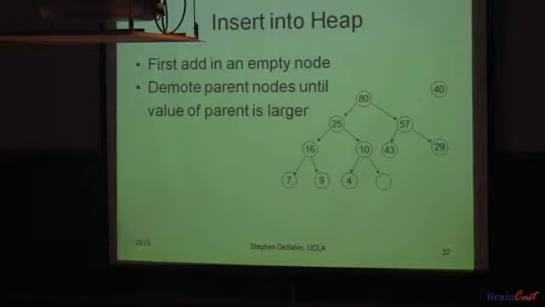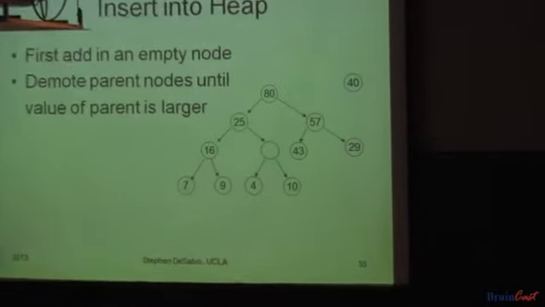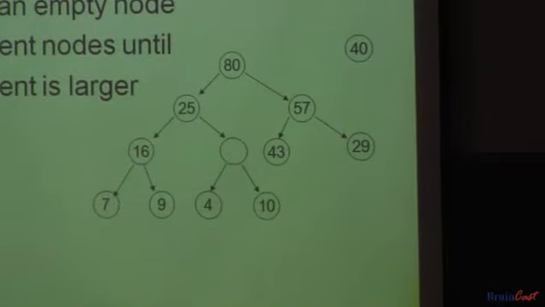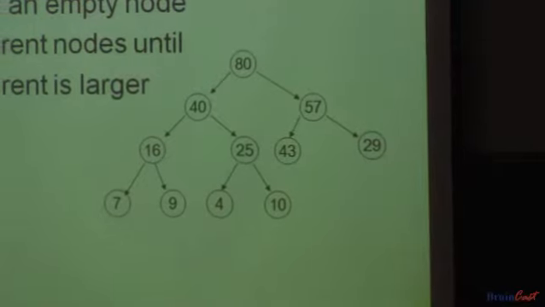Then we demote the parents of that node until the value of the parent is larger than the value we intend to put in there. So for example, between the 10 and the 40, which one would be the parent, which one would be the child? The 40 would have to be the parent. So we demote the 10 to the bottom row. Now we look at the 25 versus the 40. The 40 has to be the parent of the 25. So we demote the 25. And then finally, we look at the 40 versus the 80, and the 40 would have to be the child of the 80, and the 40's found its home. Okay. Make sense?